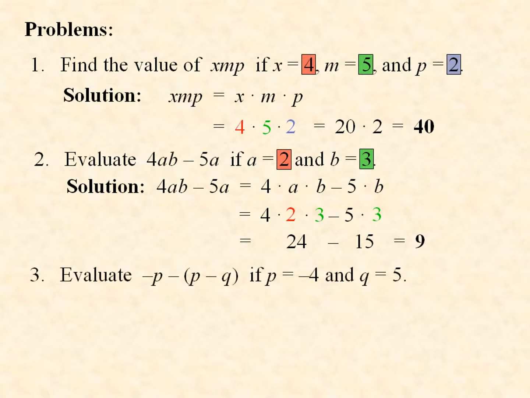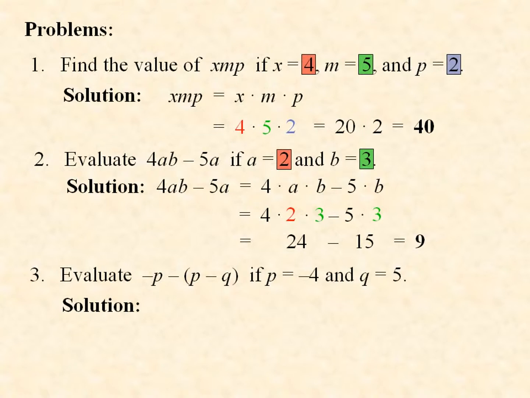Number 3, bunch of minus signs. Evaluate negative p minus parentheses p minus q if p is negative 4 and q is 5. Do you see any multiplication in this problem? I don't.